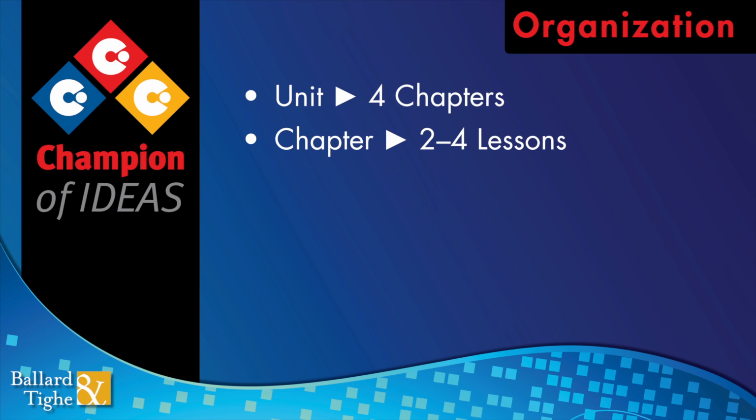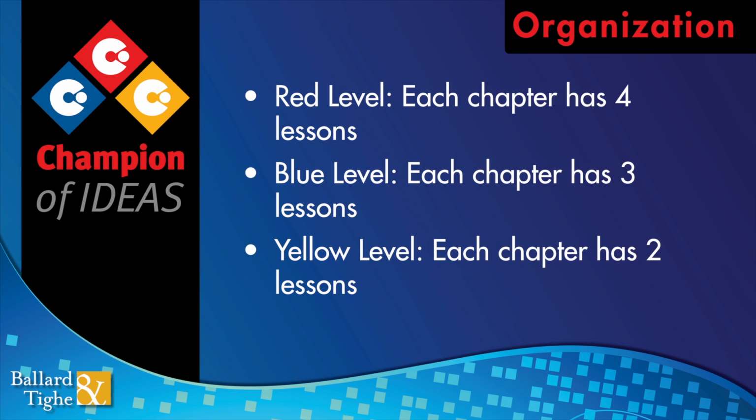All the units follow the same basic format. Within a unit are 4 chapters, and within a chapter there are 2 to 4 lessons. Each chapter in the red level has 4 lessons. A blue level chapter has 3 lessons, and a yellow level chapter has 2 lessons.